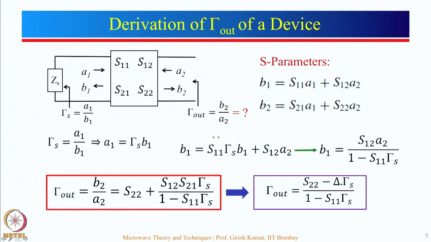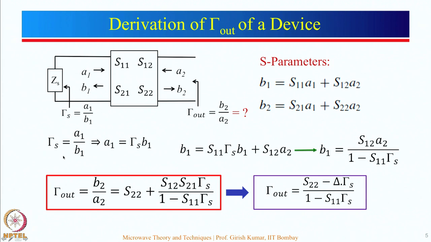So, now the objective is to find gamma out equal to B2 by A2. If you look at this expression here, I had just mentioned to you that this can be derived just by looking at the gamma in expression, but over here let us quickly see how we can do the derivation. Again we start with the S parameters which are given over here.